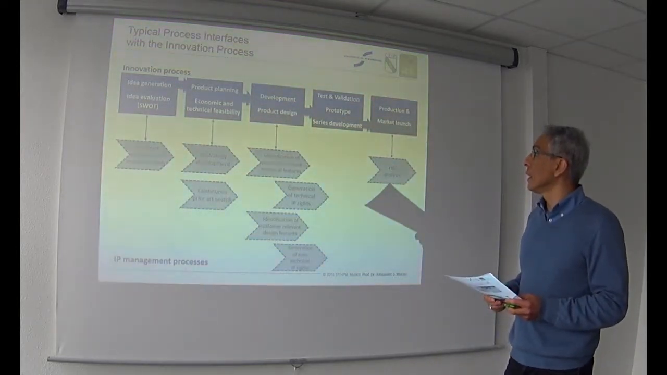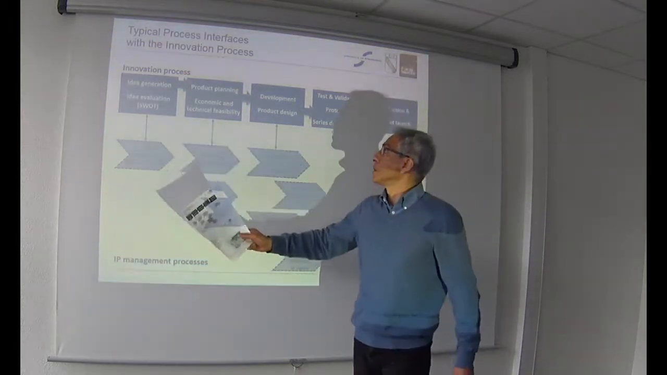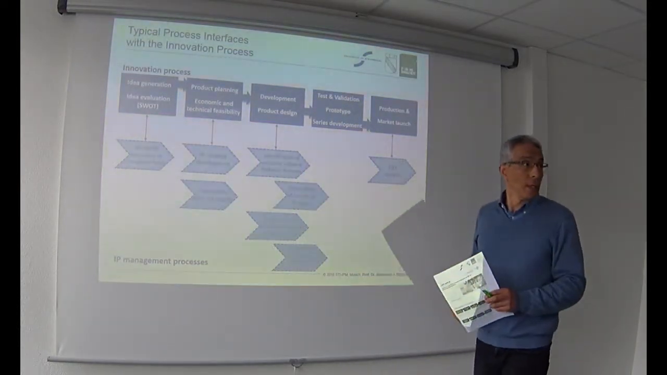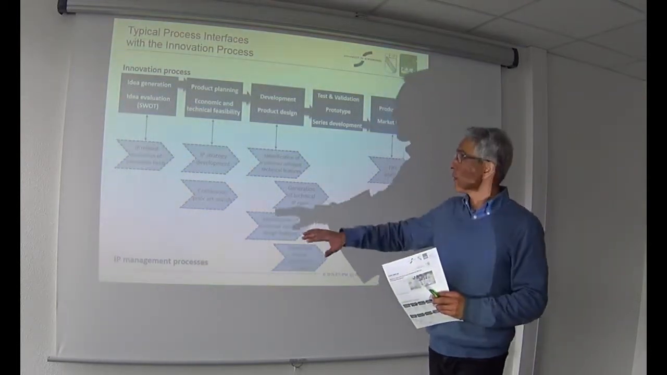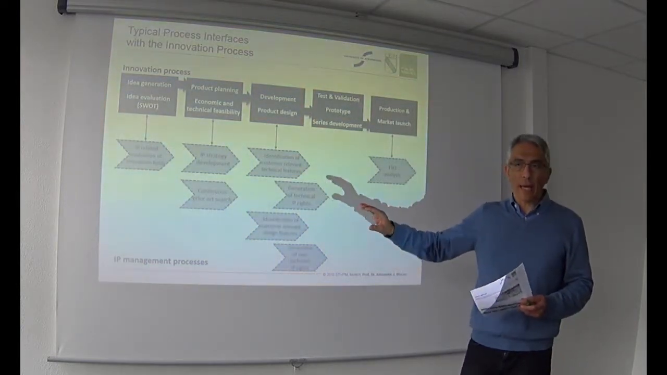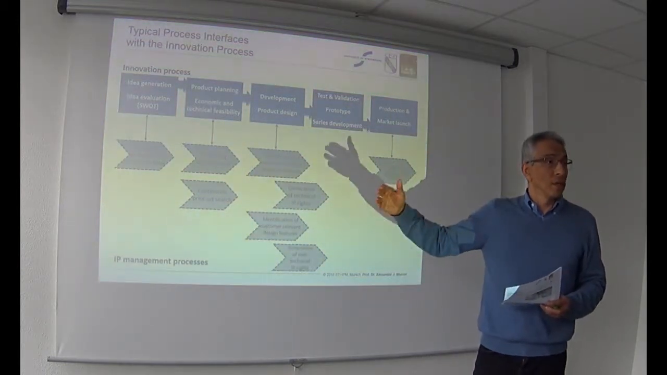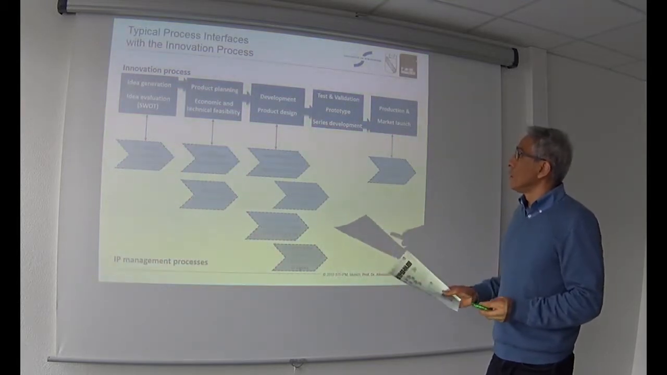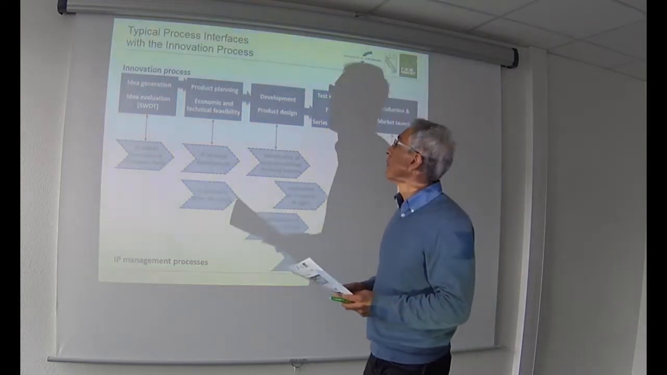Now, going deeper, we see here the innovation process going from idea generation to product planning, development, prototyping, and production and marketing. On the other hand, we can see some highlights from the generation of IP that we have seen already 2 or 3 slides before. I now want to tell you how they are interacting, as an example.